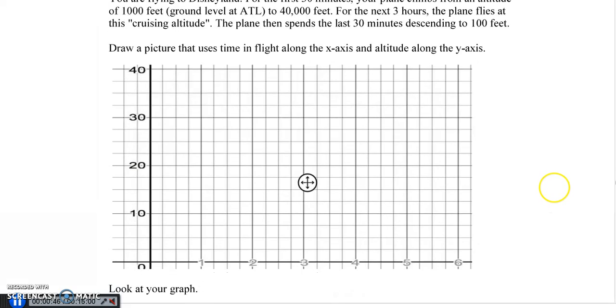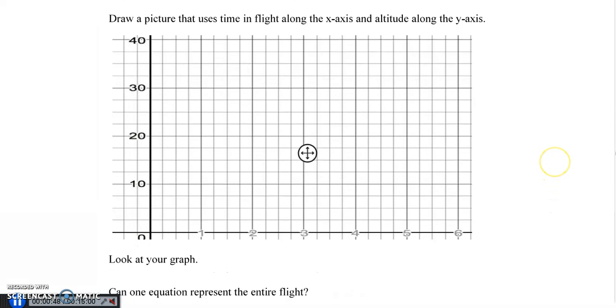So let's look at this x and y coordinate plane here. The y's are going to be the altitude in feet, so we're going to count in thousands. We're also going to look here at the x-axis. This is going to be time in hours. Okay, so those are our x values.